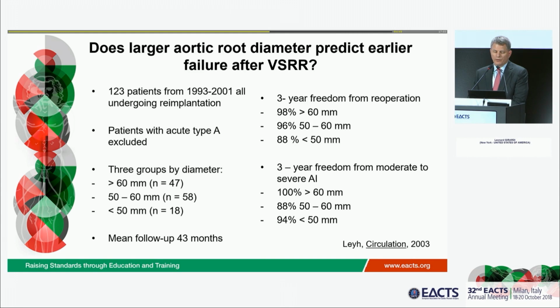The freedom from reoperation was good and was not dependent upon root diameter. Both were all around 90 to 95% freedom from reoperation, and the freedom from moderate to severe AI was actually excellent in those with the largest diameter roots. The only reoperation in the group of greater than 60 millimeters was for endocarditis, but not for valve failure.